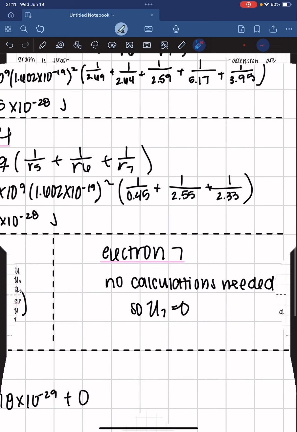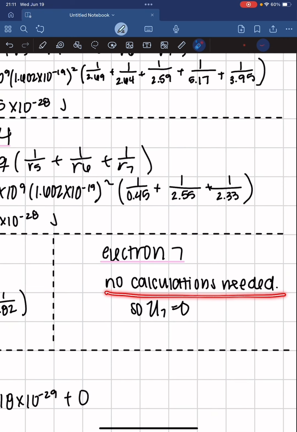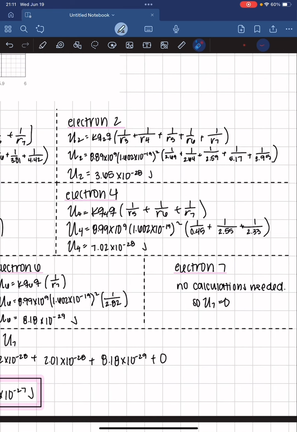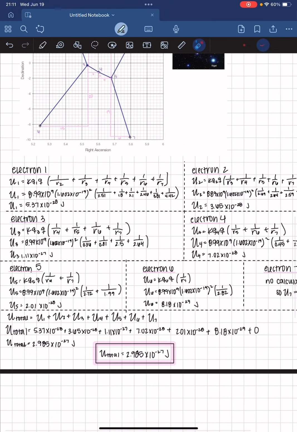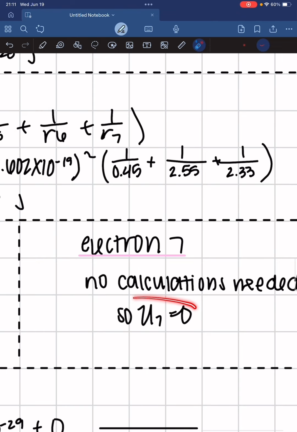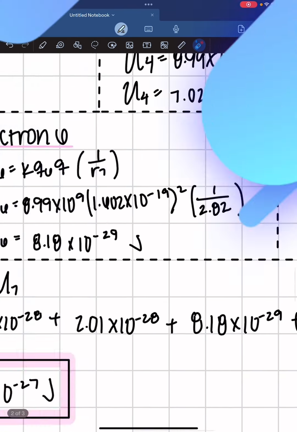For electron 7, however, you can see that I stated no calculations needed. This is because I accounted for the potential between electron 7 and every other electron in all of my previous calculations, as seen here, here, here, and so on. So I denoted that the potential of 7 equals 0.